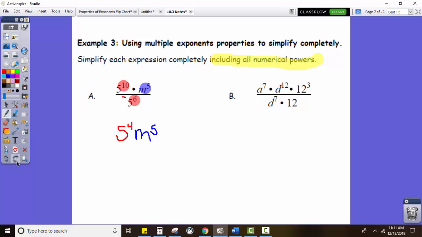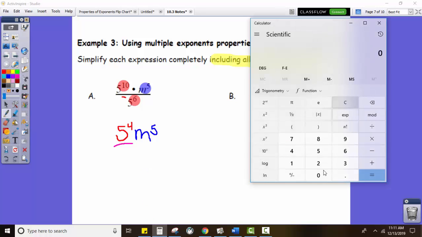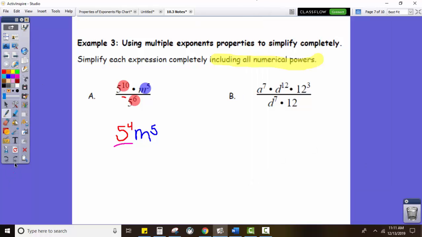Okay, now I need to simplify the 5 to the 4th because that's a numerical power. So I do 5 to the 4th, and I get 625. So I write it as 625 m to the 5th, and that is your final expression.